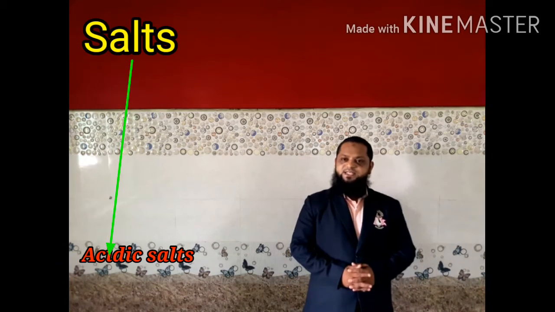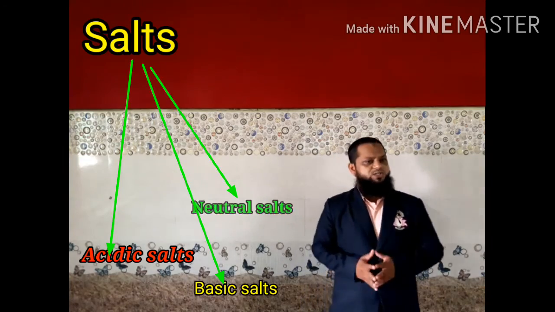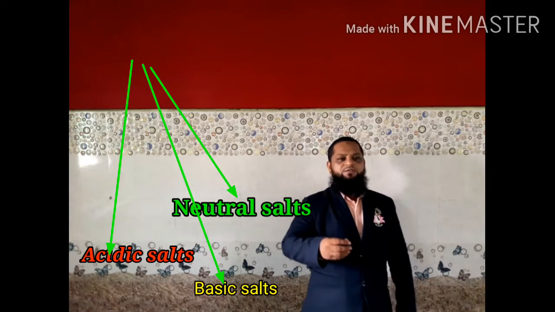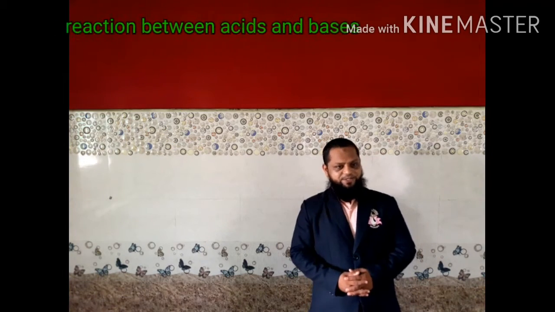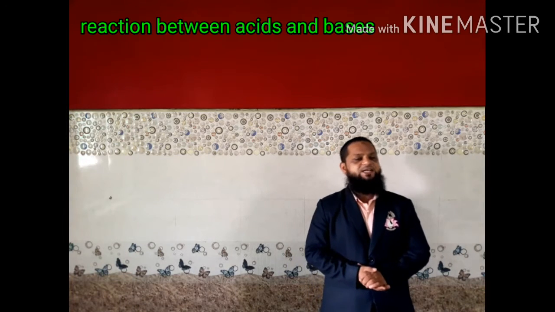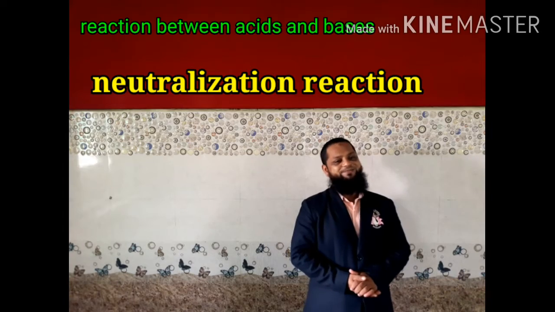Children, today we are going to learn about the salts. There are three types of salts: acidic salts, basic salts and neutral salts. We have seen that salts are formed by the reaction between acids and bases. This reaction is called a neutralization reaction. Resulting salts are not always neutral.